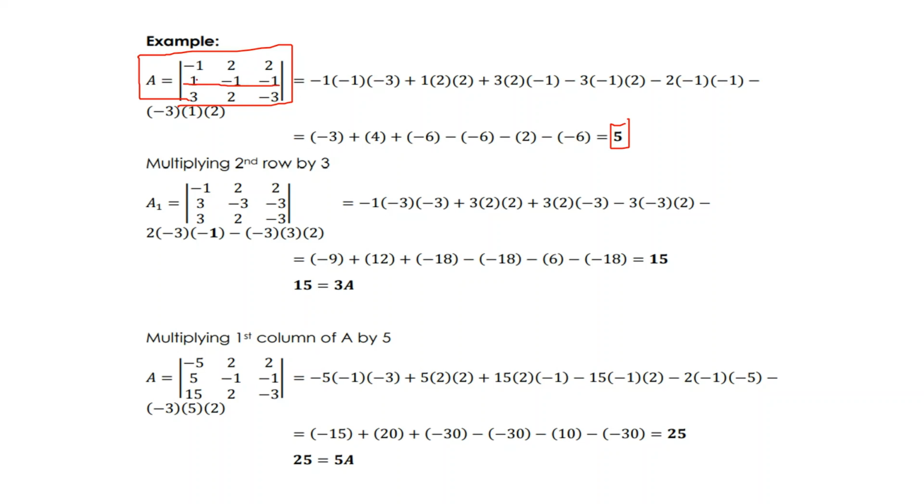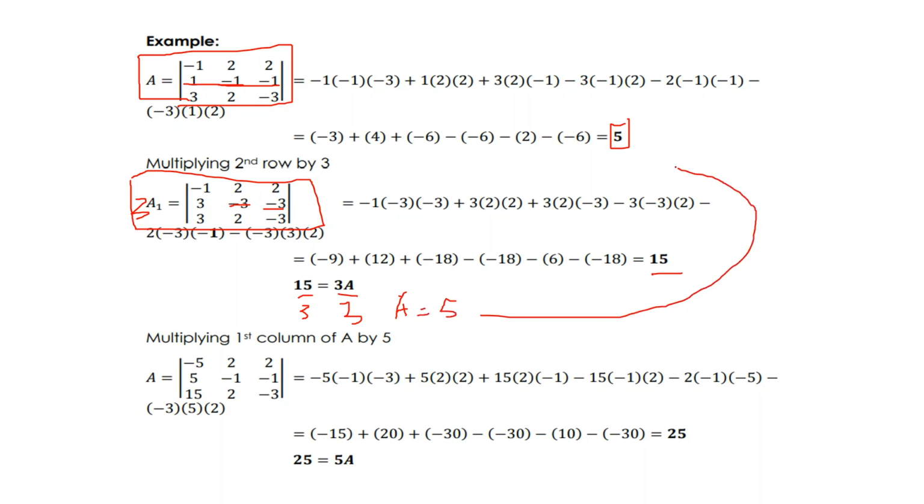We get 3 times 1, 3. 3 times negative 1, negative 3. 3 times negative 1, negative 3. Now, if we solve this, we will get the value of 15. But since we multiplied the second row by 3, we also multiply by 3 on this part of the equation. So that's 3 times A. So 15 equals 3 times A. Divide both sides, and that gives us A equals 5, which is the same as the original matrix.